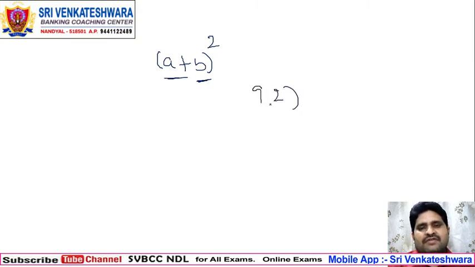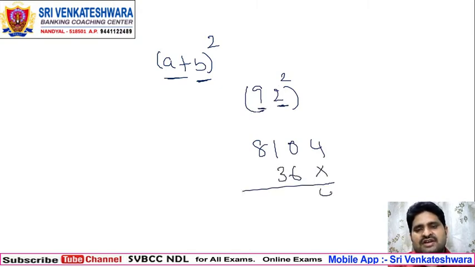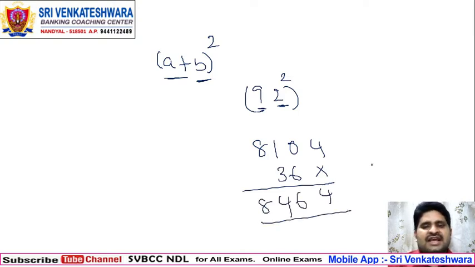Let me find out 92 whole square. First of all, 9 square is 81, 2 square is 04. So 9 square done, 2 square done. Next, a into b into 2: 9 into 2 is 18, 18 into 2 is 36. We have to leave the first digit. 4 here, 6 here, 4 here, 8 here. So you write it as 8464.